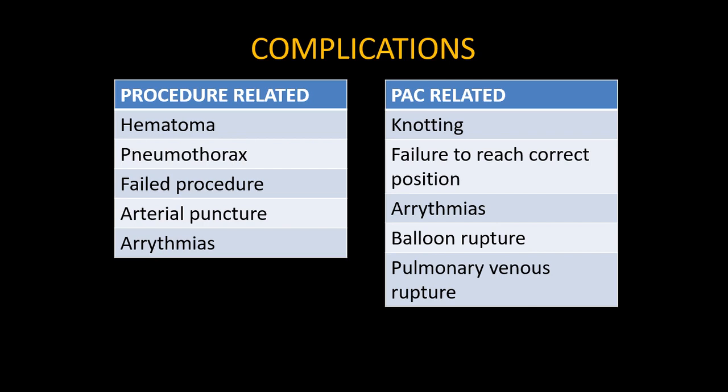These could be the complications of putting a PA catheter. The procedure related ones could be hematoma, hemothorax, failed procedure, arterial puncture and arrhythmia. The pulmonary artery catheter related complications can be knotting of the catheter, failure to reach the correct position, arrhythmias, balloon rupture and pulmonary venous rupture.